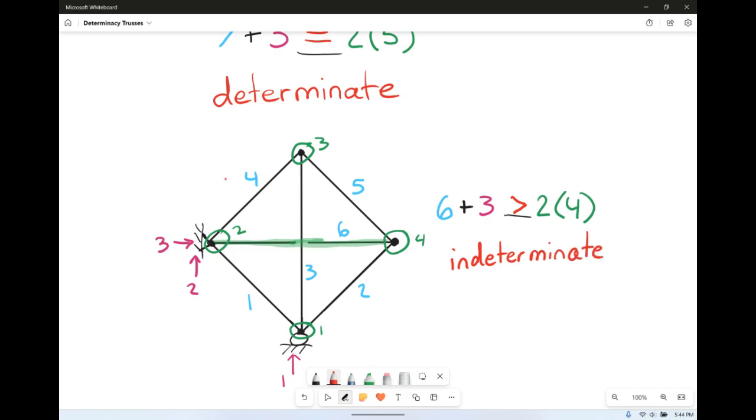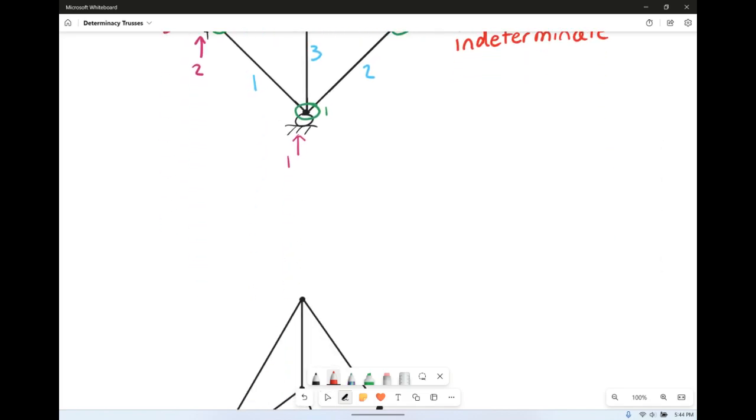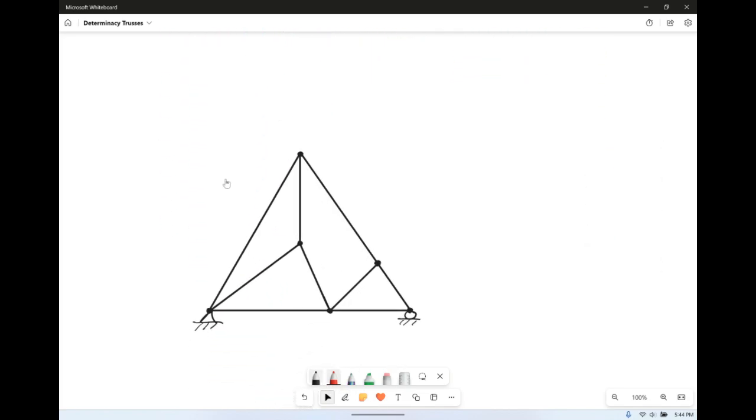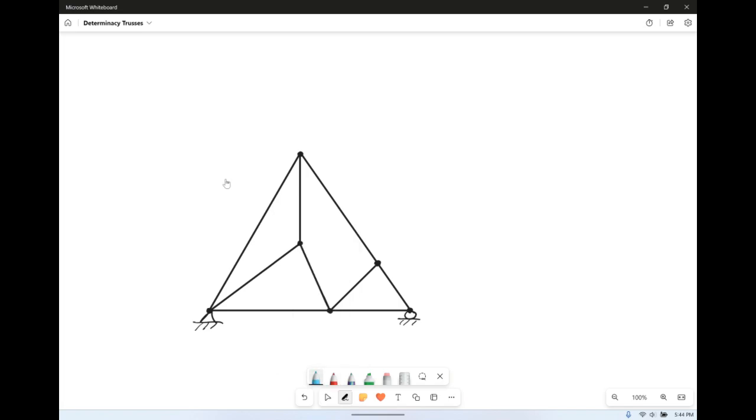Would have been a little bit better had we had a joint there in the middle, but because that member kind of went around the other member and didn't meet up, it's now an indeterminate truss. And lastly, this is like the same truss, but we added in 1 extra member. Let's see how that affects things.